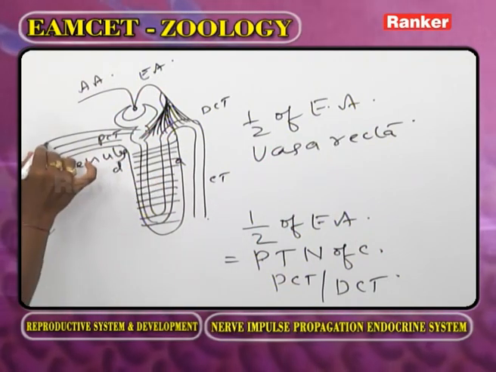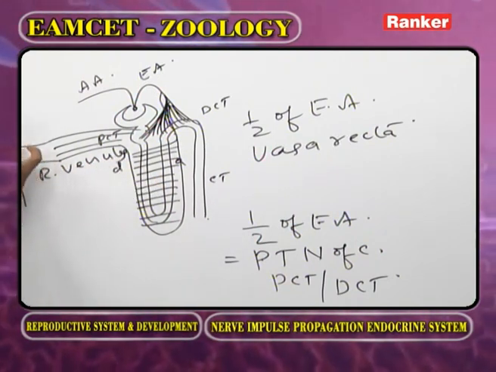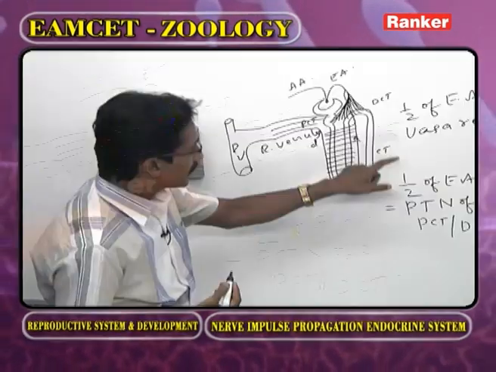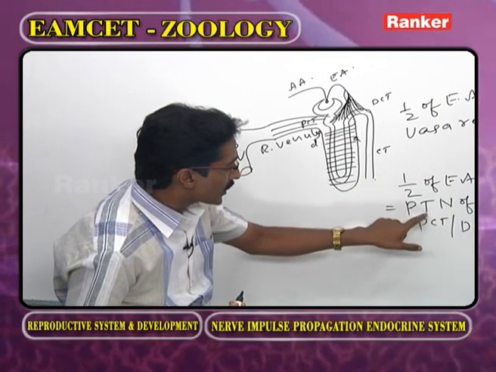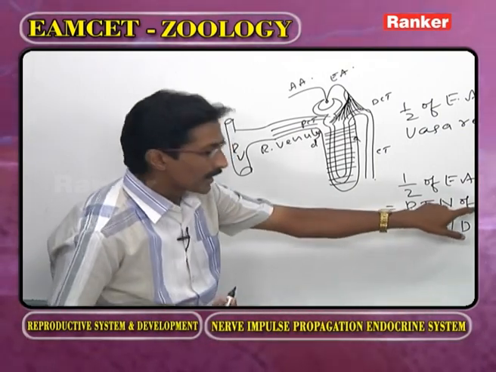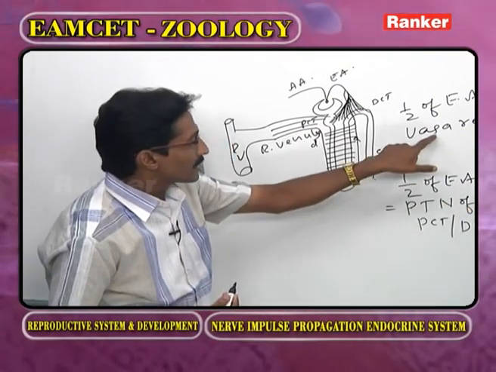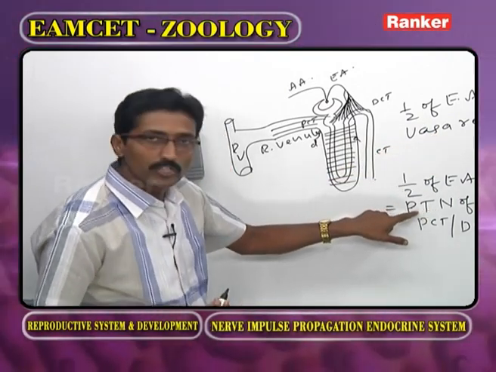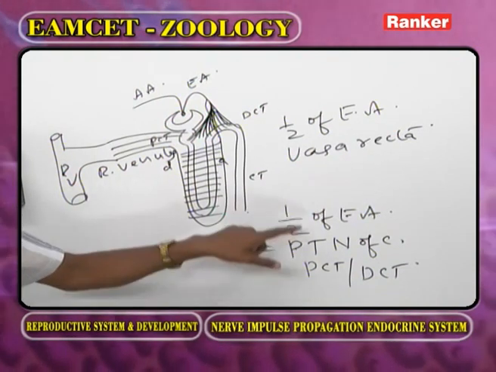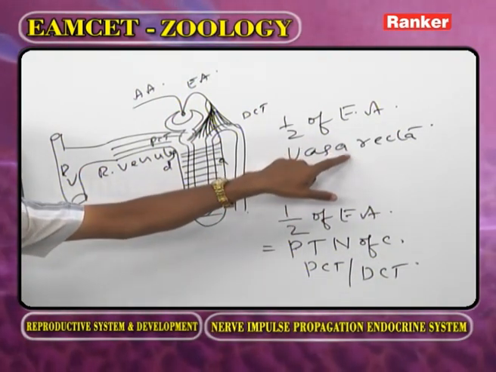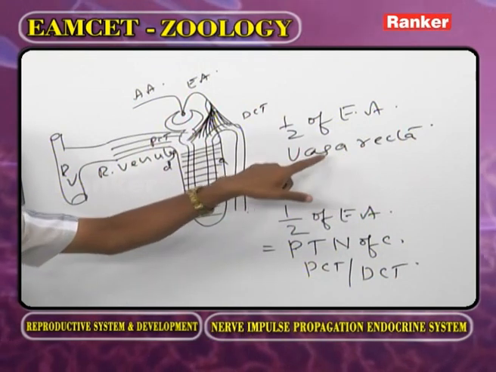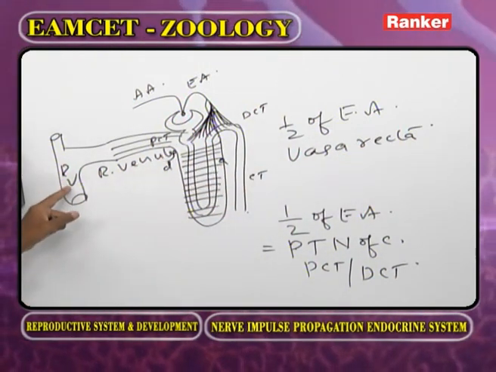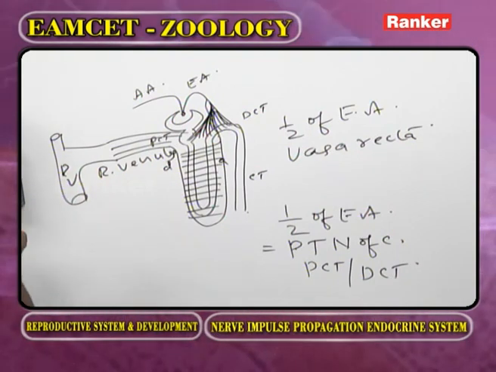The renal venules come out as the renal vein. Again, the efferent arteriole gives the peritubular network of capillaries as well as the vasa recta. The capillaries of the peritubular network plus the capillaries of the vasa recta unite to form renal venules. They unite and come out as the renal vein.